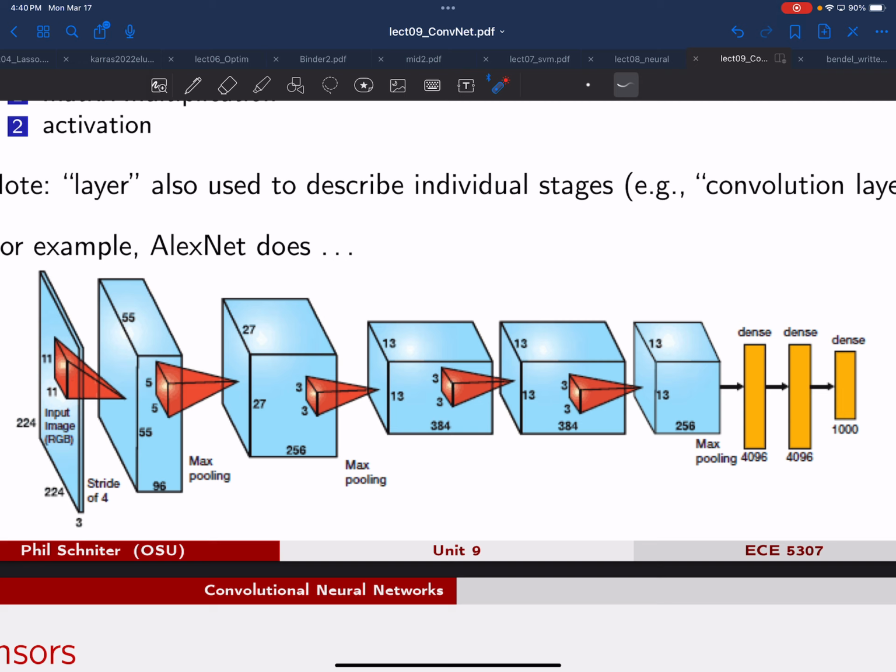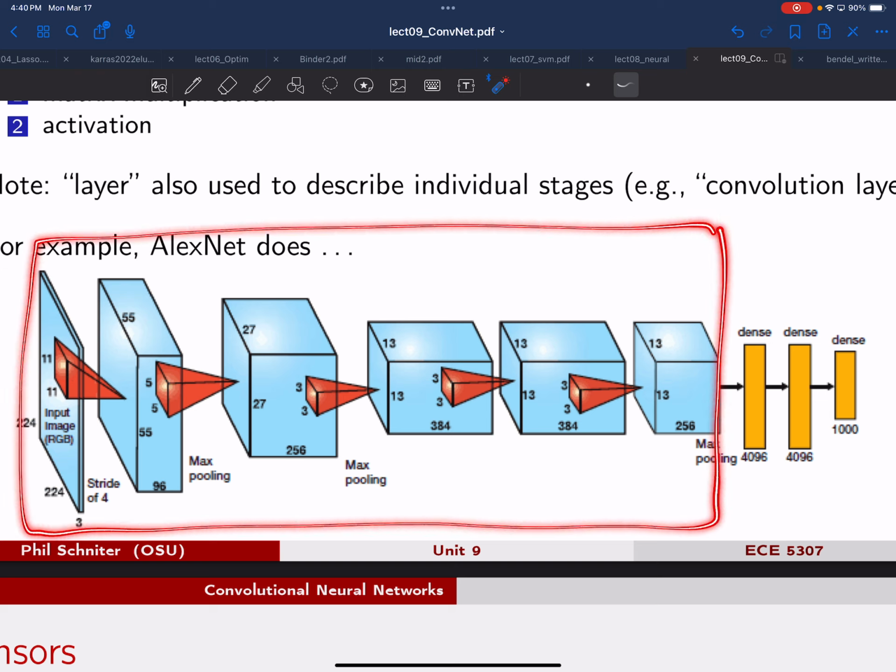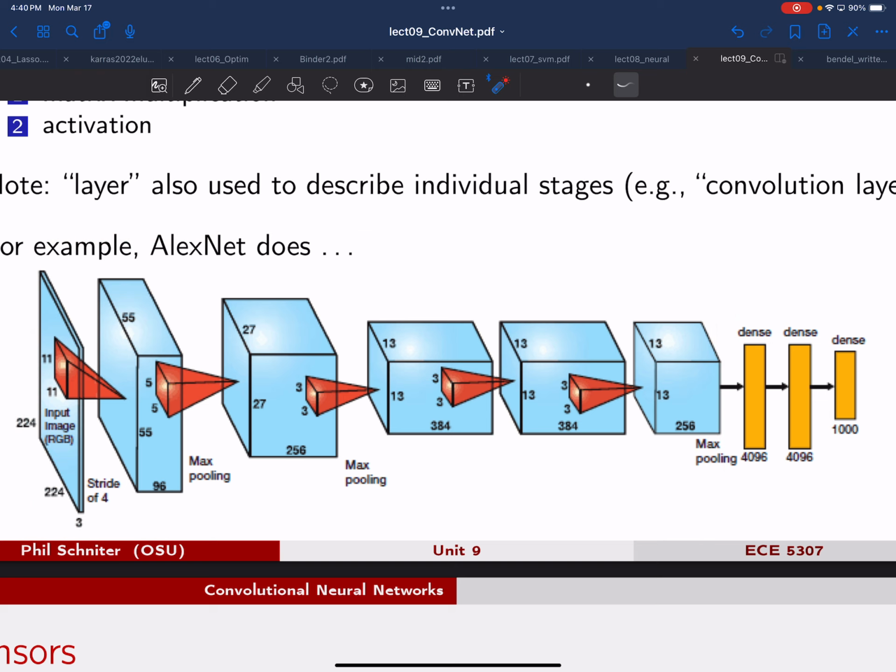And we'll also talk about how, once you train this thing, you can actually use this part for all sorts of other tasks, even if you're not doing classification. It's used for a whole bunch of other things we'll talk about.